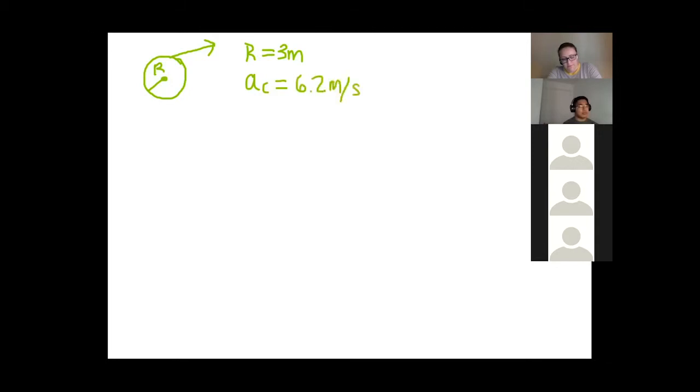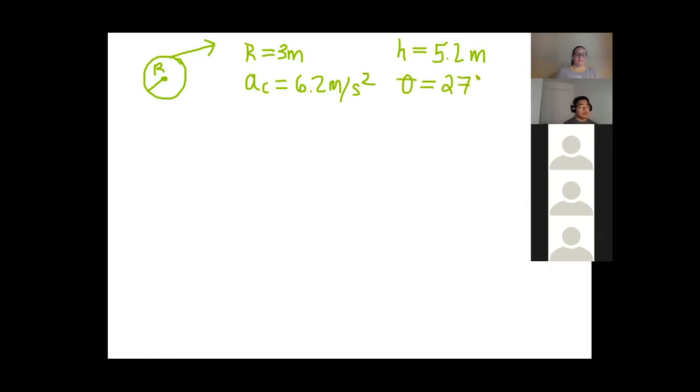Okay, so let's start by looking at what we're given in this problem. We have an object released from a circular orbit with a radius r. r is equal to 3 meters. And centripetal acceleration is equal to 6.2 meters per second squared. So those were both given. We also know that the height at which it's released is equal to 5.2 meters, and that the angle is equal to 27 degrees.